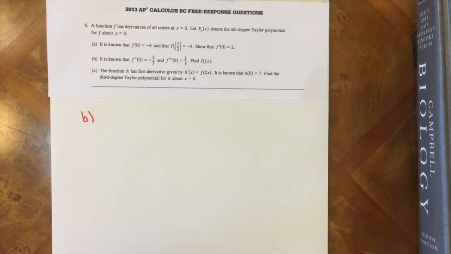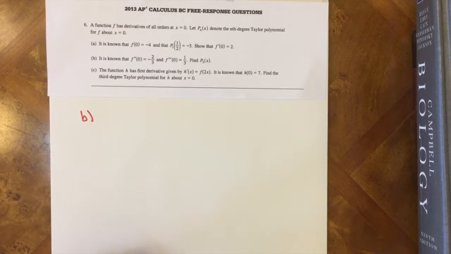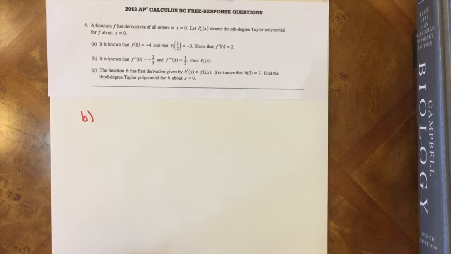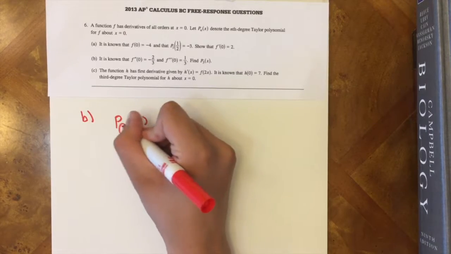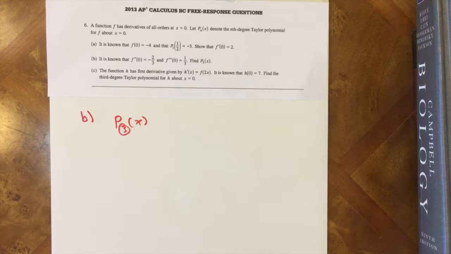Part B says that it is known that f double prime of 0 is equal to -2/3, and f triple prime of 0 is equal to 1/3. We must find p3 of x. So again, p3 of x has that 3. That means that we're just going to go up to the third derivative.